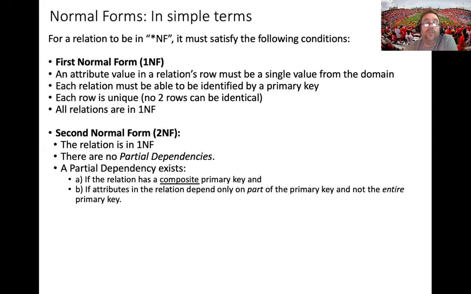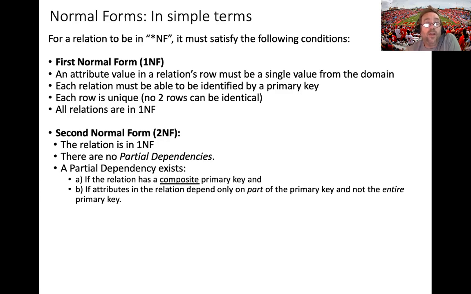Second normal form: the relation is in first normal form, and there are no partial dependencies. Now, for each of these, first normal form, second normal form, and third normal form, I've got some examples. I'm going to talk it through later on. I think I have anyway. Oh, yes, I have. Okay, so we can talk through this in a bit more detail.